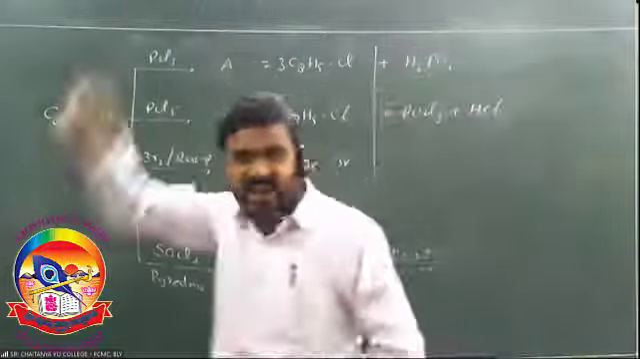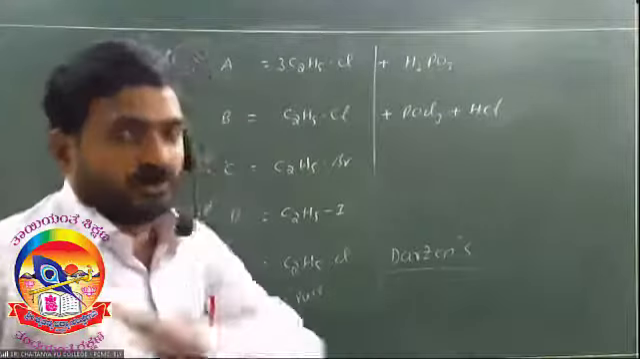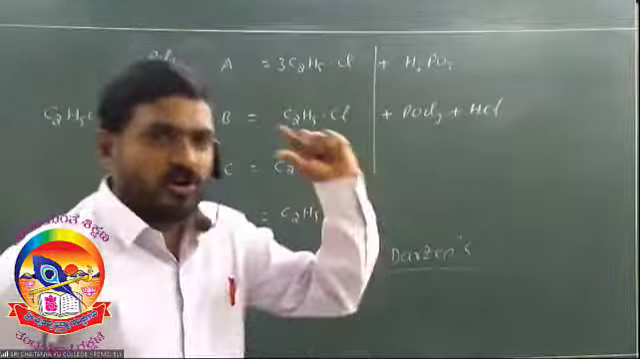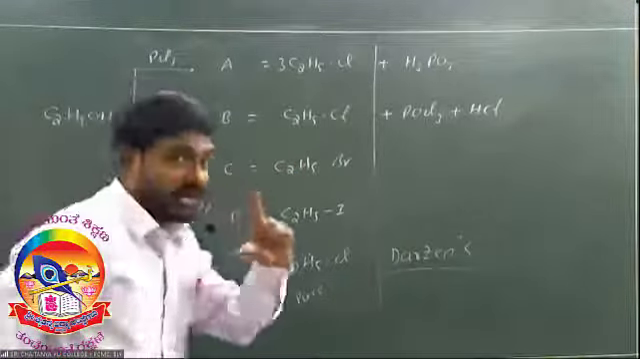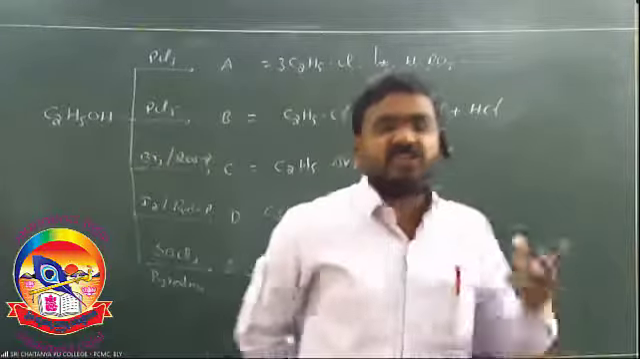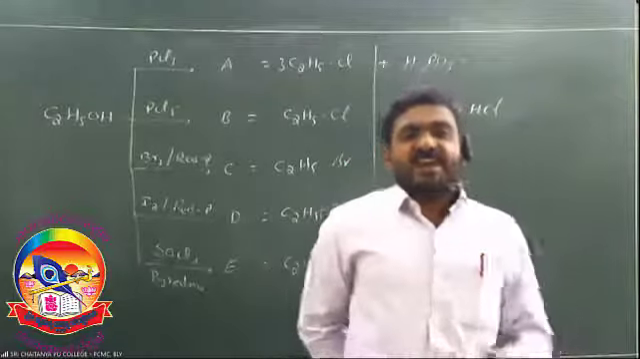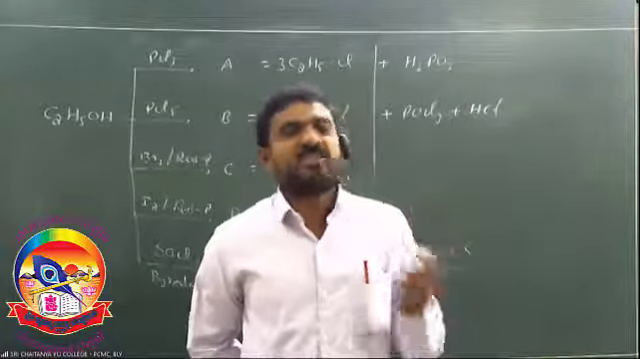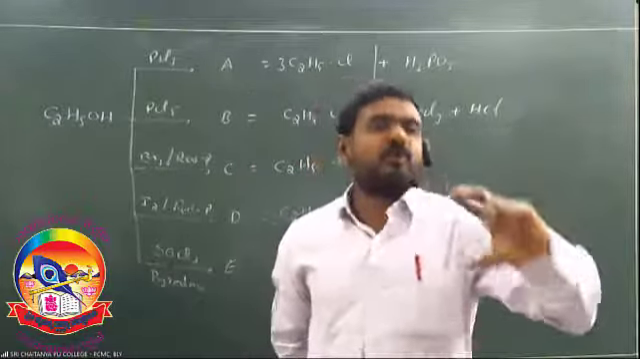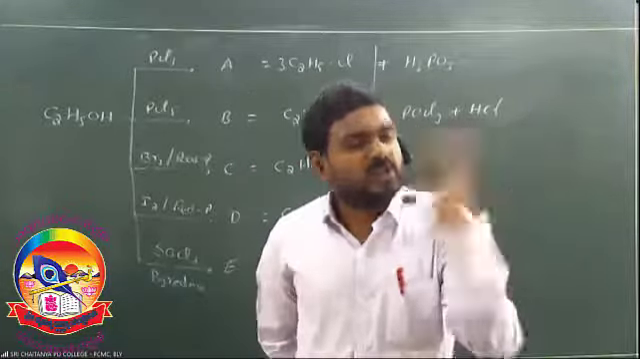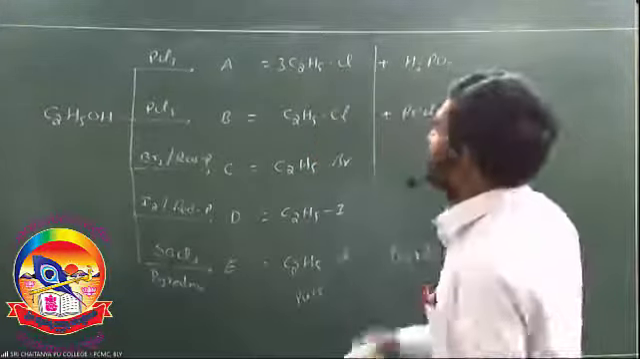Ethyl alcohol reacts with a mixture of concentrated HCl and anhydrous zinc chloride in the Groves process. This mixture is called Lucas reagent. Named reactions and named reagents are very important. A mixture of concentrated HCl and anhydrous zinc chloride is called Lucas reagent. The preparation of ethyl chloride from ethyl alcohol using Lucas reagent is called the Groves process.